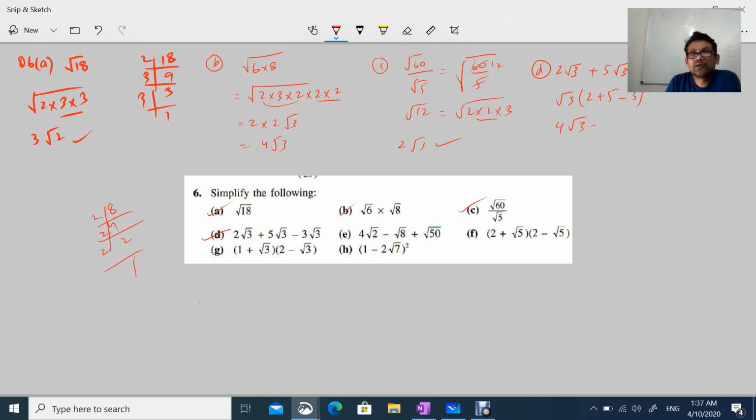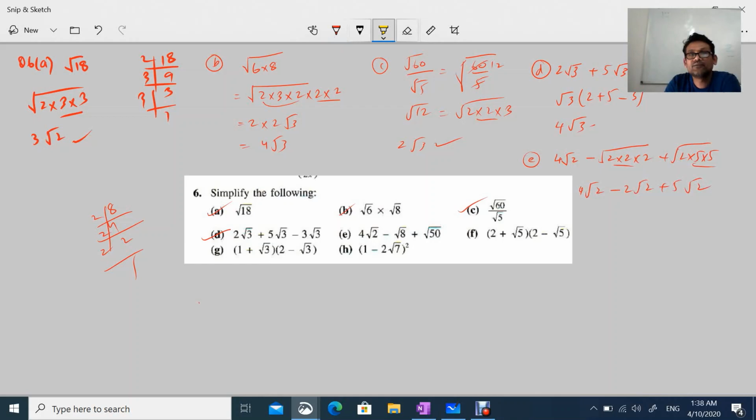So it means we can write 4 under root 2 minus, we can write 2 into 2 into 2, or students can write directly using a calculator: write under root 8, you will get 2 under root 2. There is no problem. And you can write 50 like this. So we get 4 under root 2 minus 2 under root 2 plus 5 under root 2.